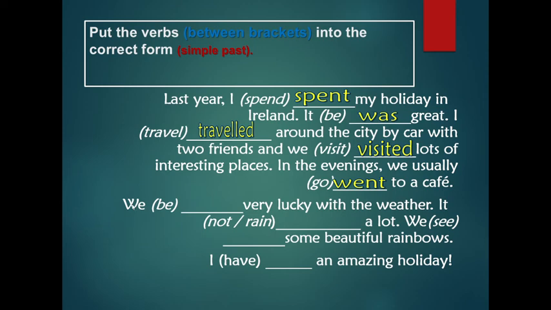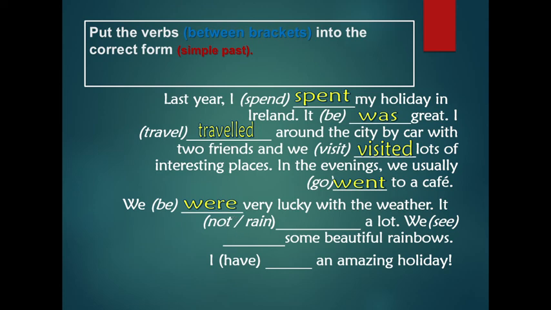Very good. We be also here. Here, it with be becomes was. We with be becomes were. Very good because it's plural. Very good. Very lucky with the weather. It not rain. Who can tell me? I want a negative sentence here. Yeah, I know you remember that.